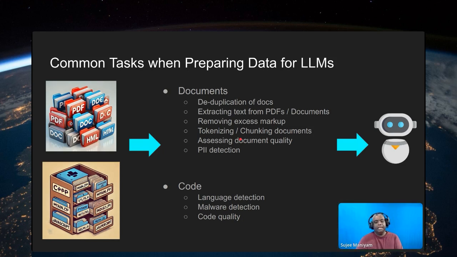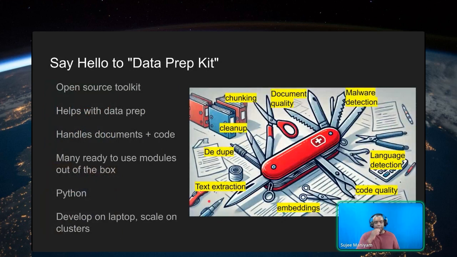All right. Let's say I have code as my input. Same thing, we have similar steps we have to do. For example, we want to figure out what kind of a language it is, like Python, Java, C++. We want to figure out if the code has any virus in it. So all of these things are very common tasks. And what this data prep kit I'm going to show you will enable you to do is do these common tasks very easily and effectively.